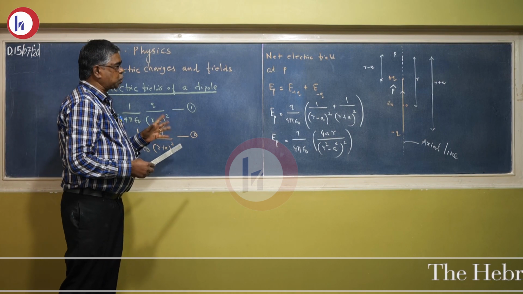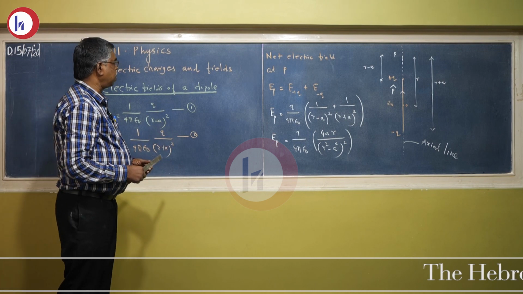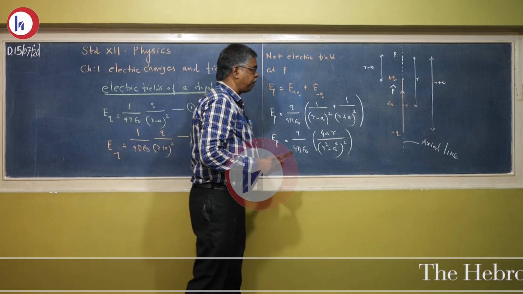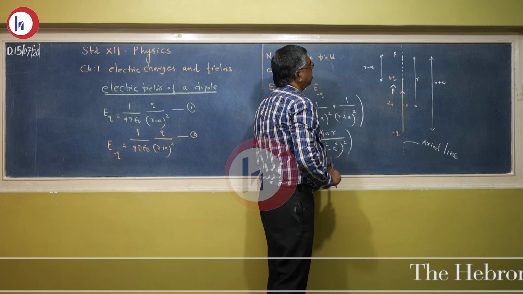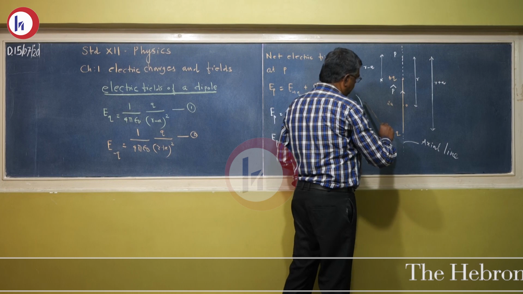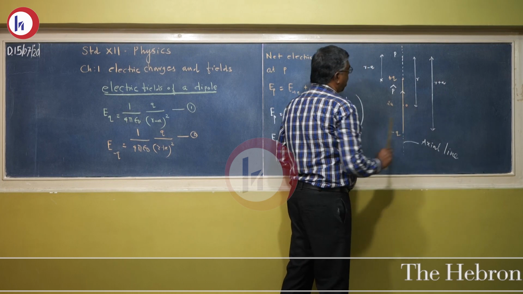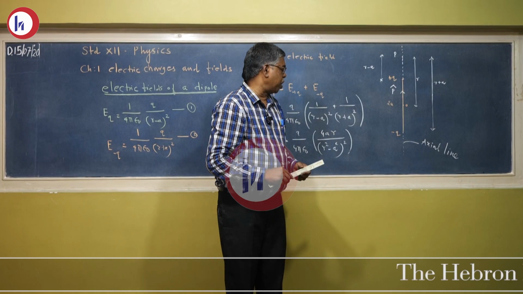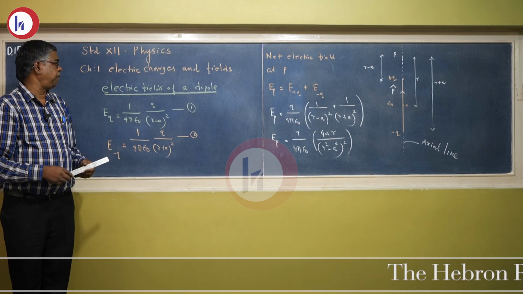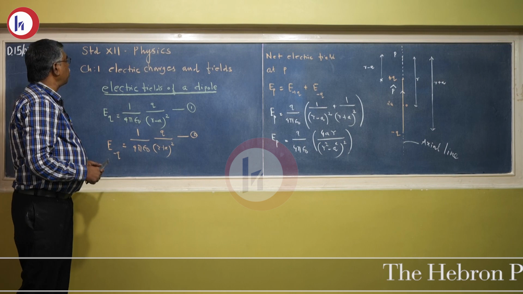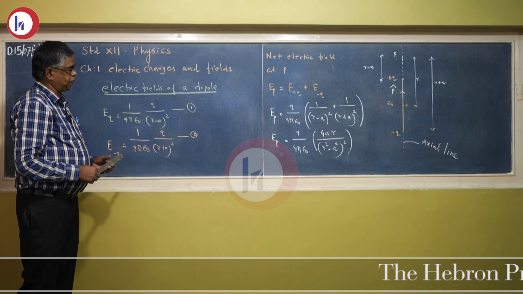Today we are going to discuss two topics. One is how to find the electric field due to a dipole at any point on the axial line. Another one is the electric field due to a dipole at any point on the equatorial line. First, I am going to discuss how to find the electric field due to a dipole on the axial line.